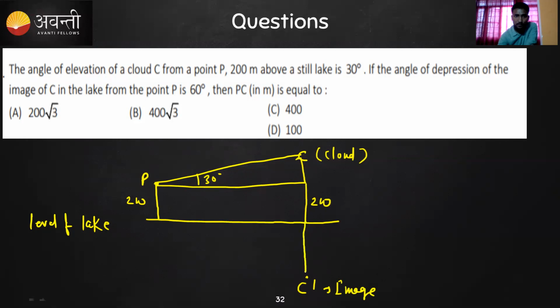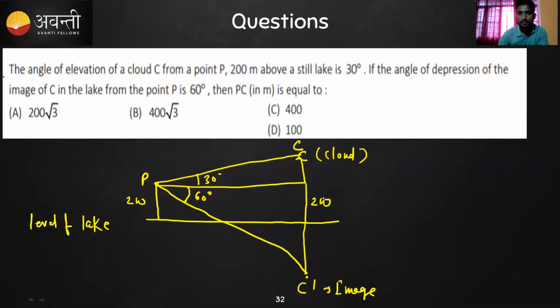So it is saying, if the angle of depression of the image of C in the lake from the point P, it means angle of depression, it means this side elevation, upside, and depression. This is basically 60 degree. Then we have to find this PC value. This PC value we have to find.